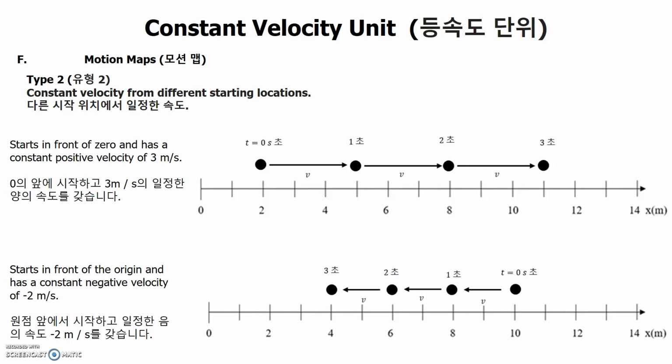Let's say it's starting in front of the origin, in this case 10 meters, and now it has a constant negative velocity, in this case negative 2 meters per second. This is what the motion map would look like.